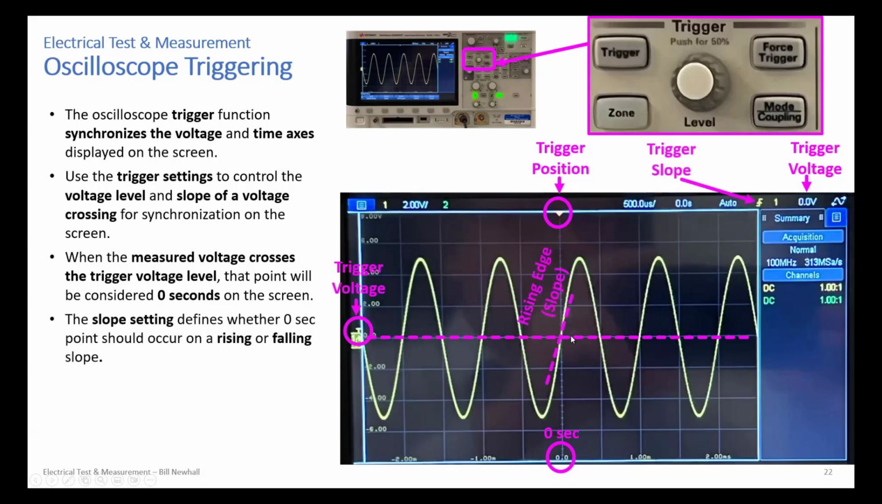So you can also define the slope at which you want the trigger to start showing the waveform at time zero. So the slope setting defines whether 0 seconds should occur on a rising or falling slope. So here I'm triggering on this trigger position, so that's 0 seconds right there at this trigger voltage, and the scope was waiting for a rising slope, a positive slope.